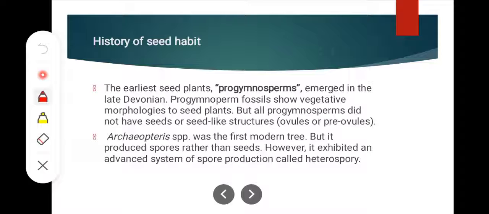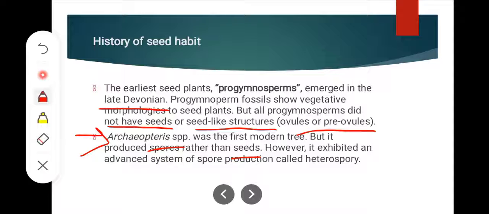Next is the history: the earliest seed plants, the progymnosperms, then the recent gymnosperms, and then the advanced gymnosperms. The progymnosperms emerged in the late Devonian period and show vegetative morphologies, meaning vegetative structures like their physical appearance. They did not have seeds or seed-like structures, meaning ovules or pre-ovules. The species is Archaeopteris, the first modern tree, and it produces spores rather than seeds.